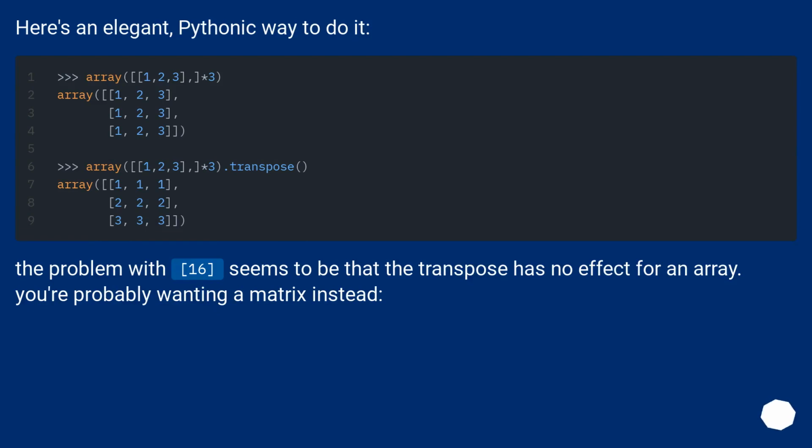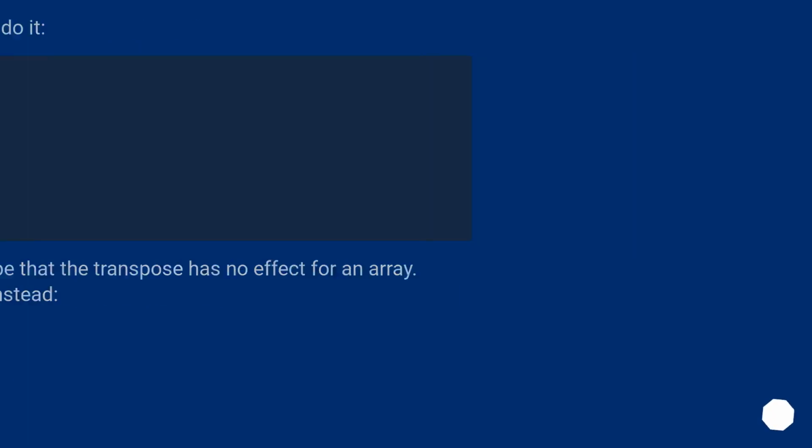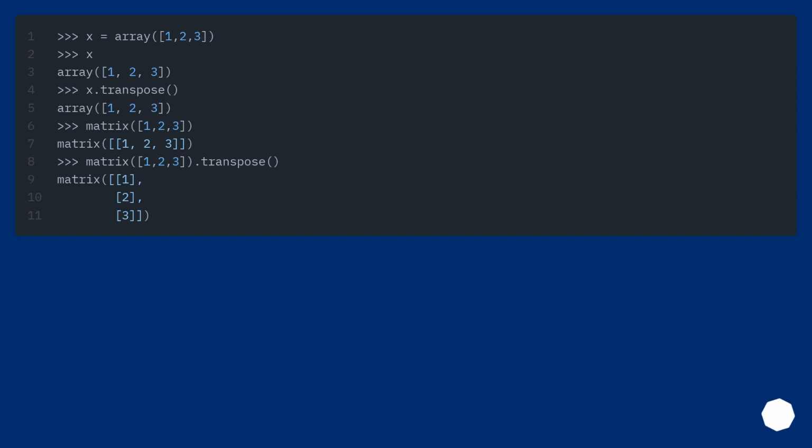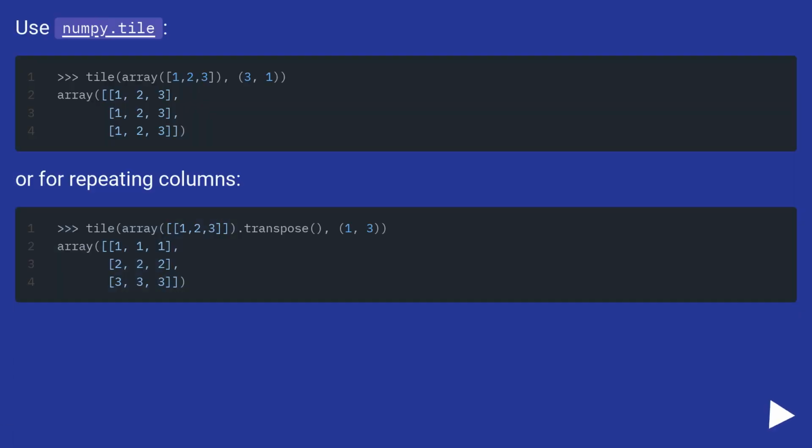Here's an elegant, Pythonic way to do it. The problem with 16 seems to be that the transpose has no effect for an array. You're probably wanting a matrix instead. Use numpy.tile. Or for repeating columns.